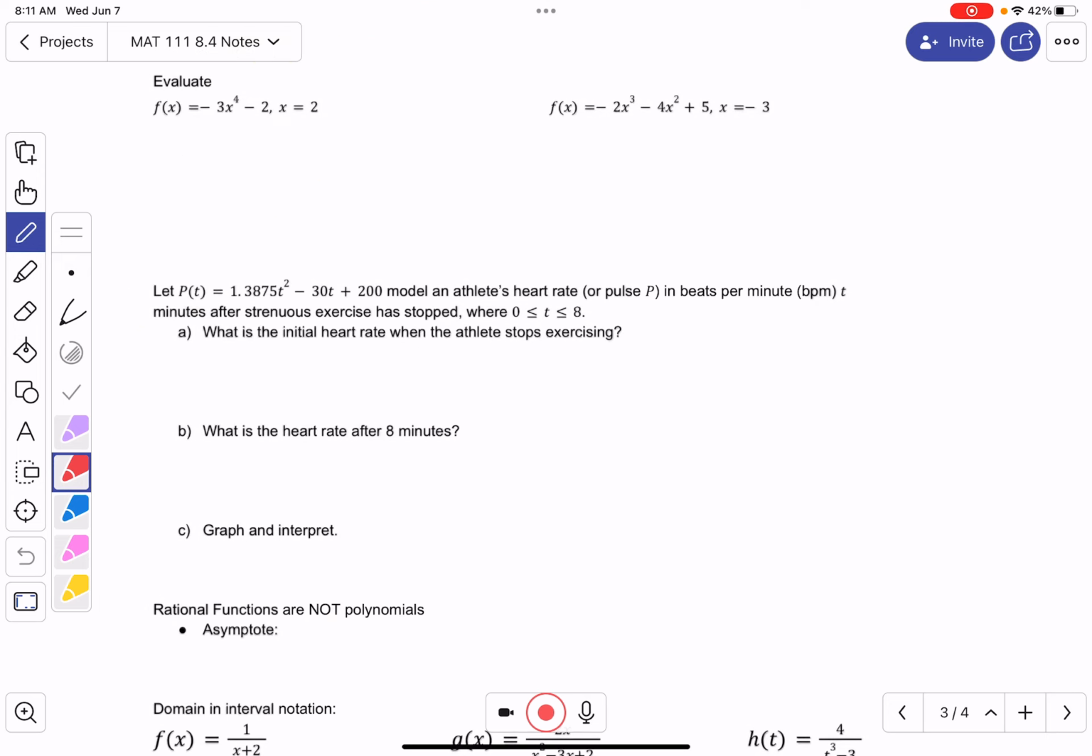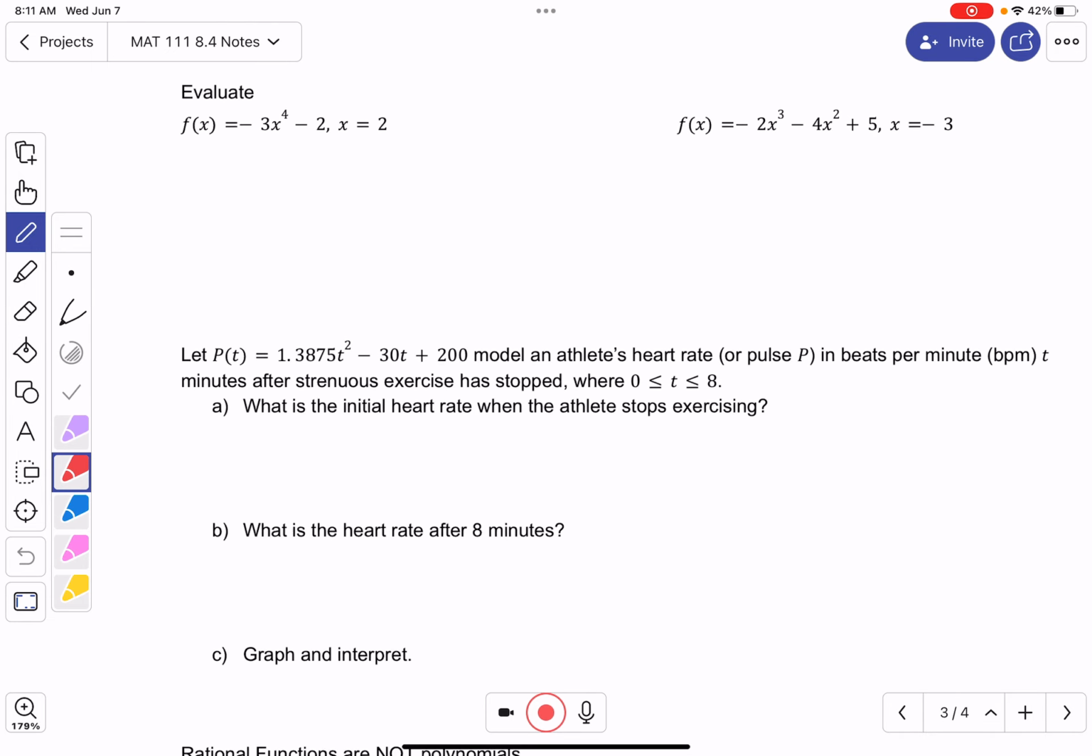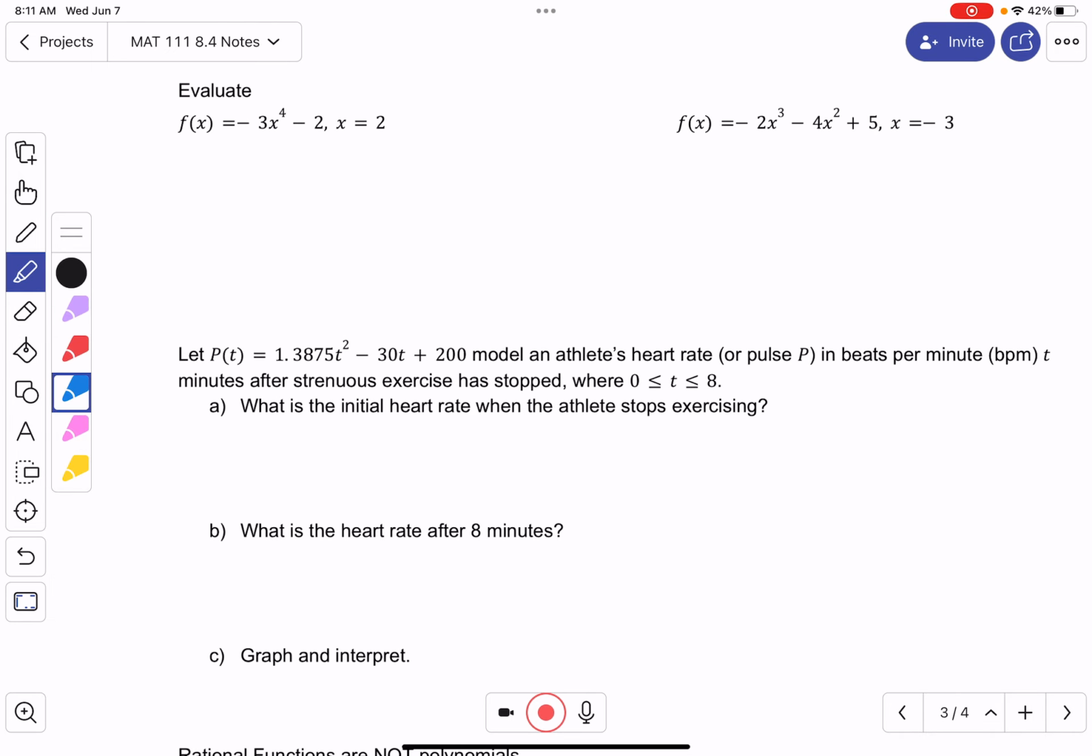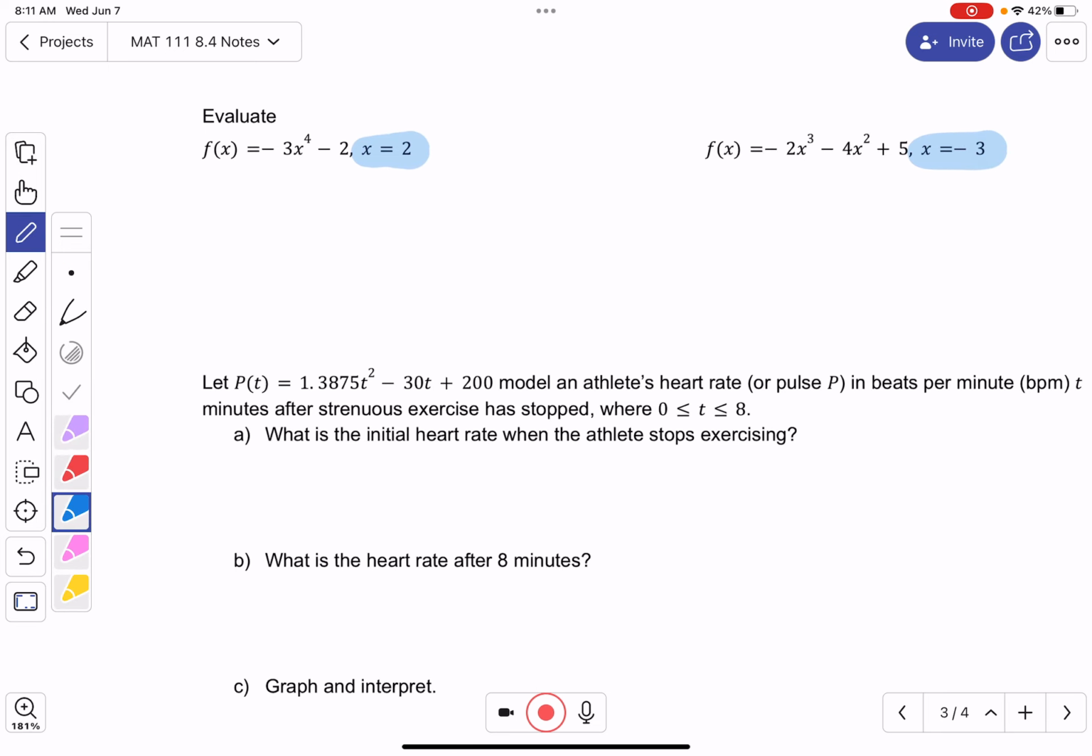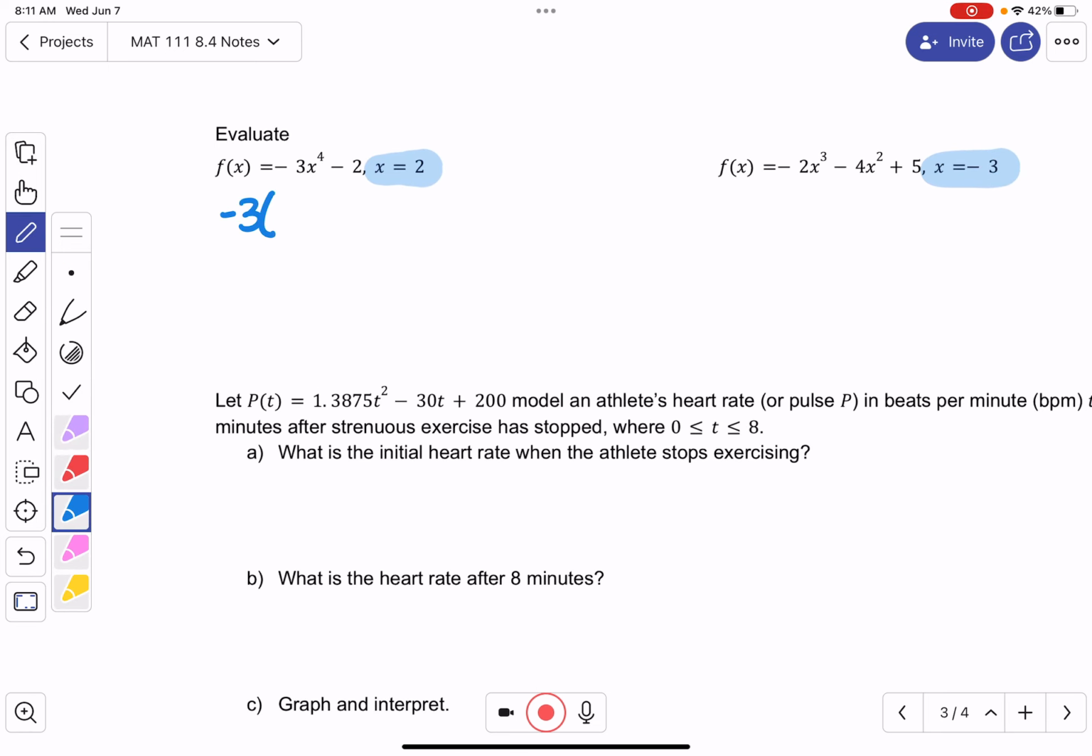All right, now let's look a little more. Evaluate is just like every other evaluate we've talked about. You just plug that number in and solve the original polynomial. So here I would write negative 3 times 2 to the 4th minus 2. Exponents first, 2 to the 4th is 16. Multiplication, negative 3 times 16 is negative 48. And negative 48 minus 2 is negative 50.